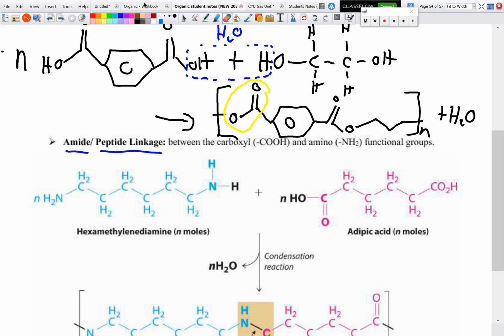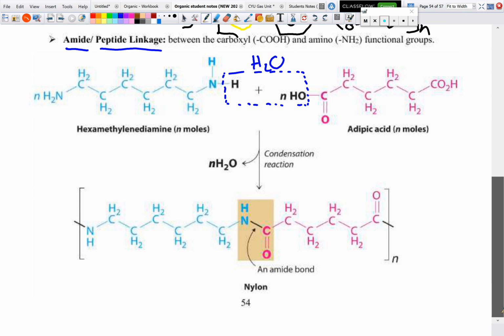Now here we're going to have the hydrogen, so one of the hydrogens from our amino group and the hydroxyl group from our carboxylic acid is going to come together, and of course that's where we get our boom, amide or peptide bond, and this is actually how nylon is formed. So we have two of these things right here coming together.